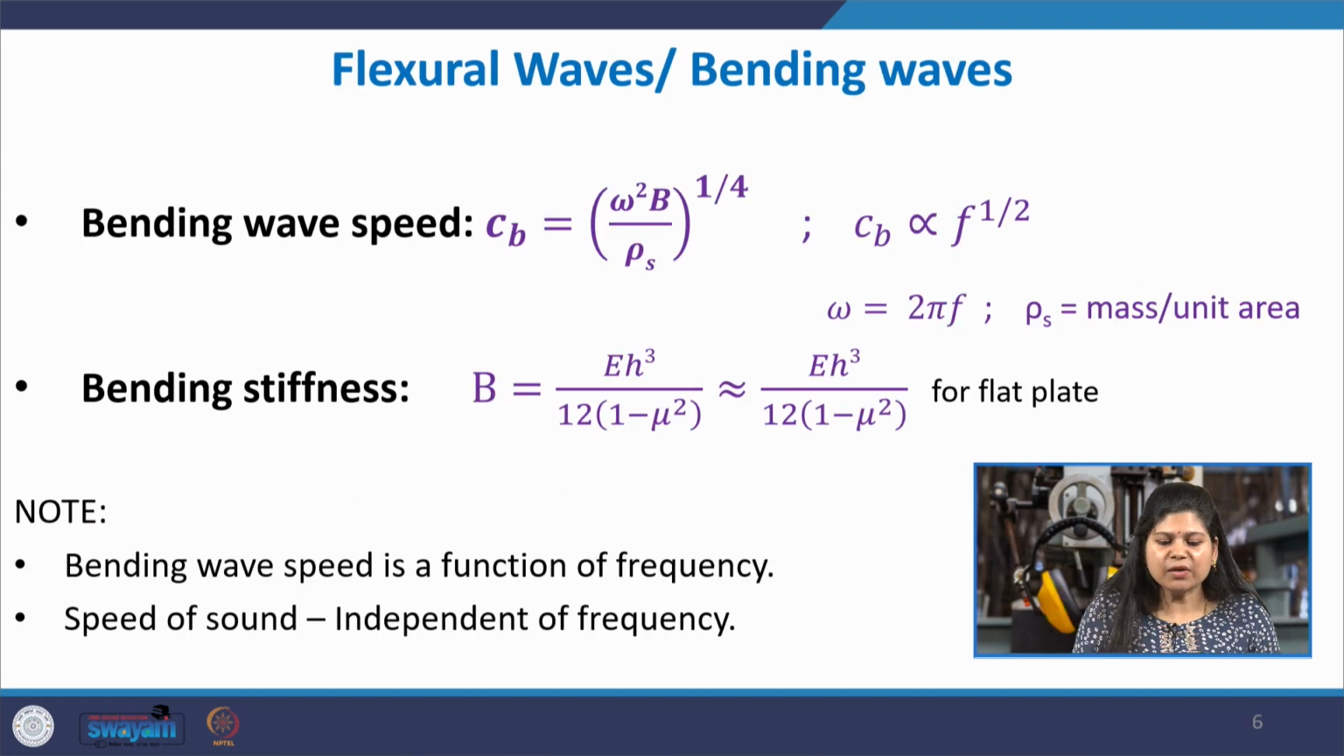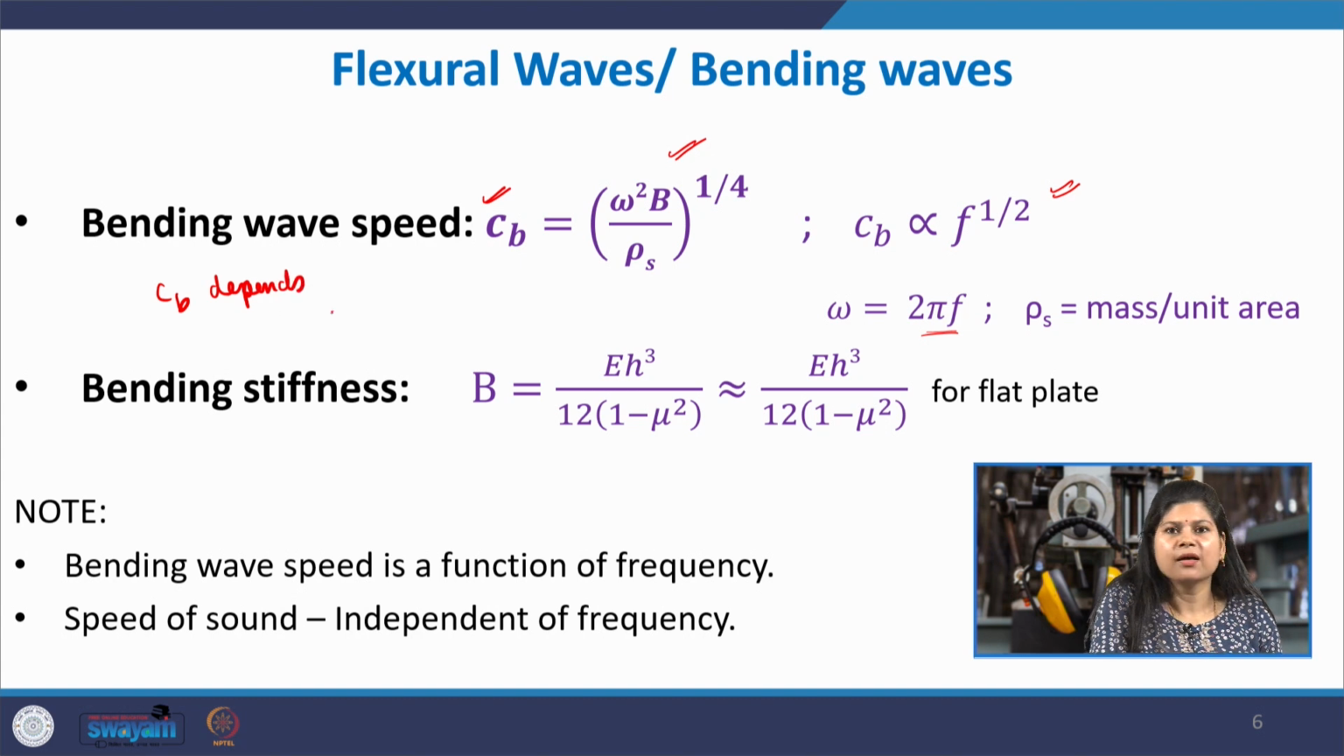So, what is the bending wave speed? We represent it as CB in this lecture. Here is the overall equation for the bending wave speed. As you can see, omega is 2 pi f, so the bending wave speed is directly proportional to the square root of the frequency. So, in a bending wave, CB depends on the frequency, unlike in a sound wave.